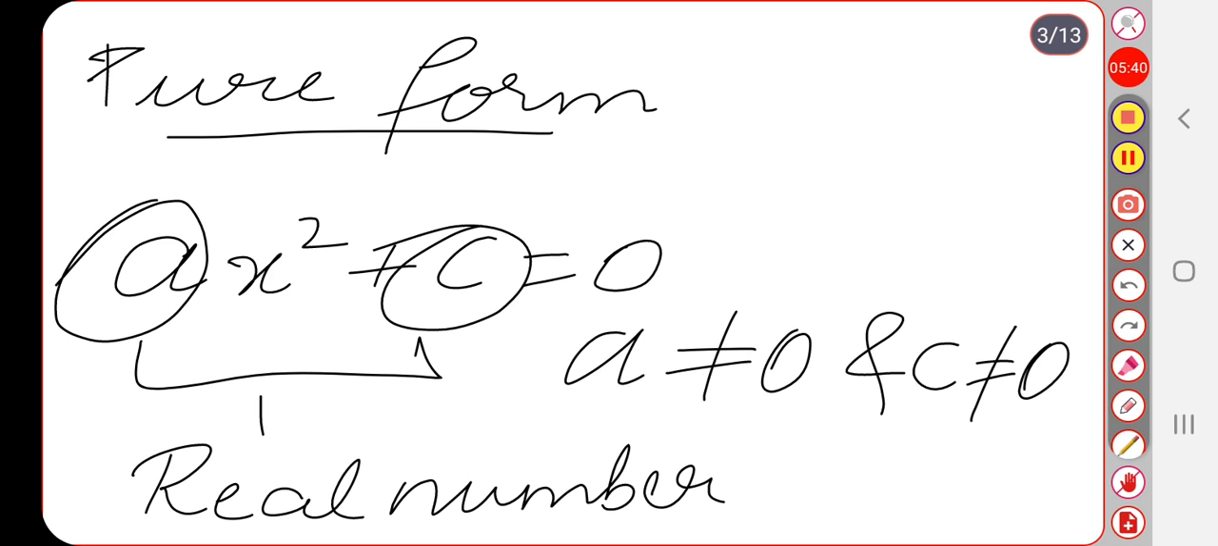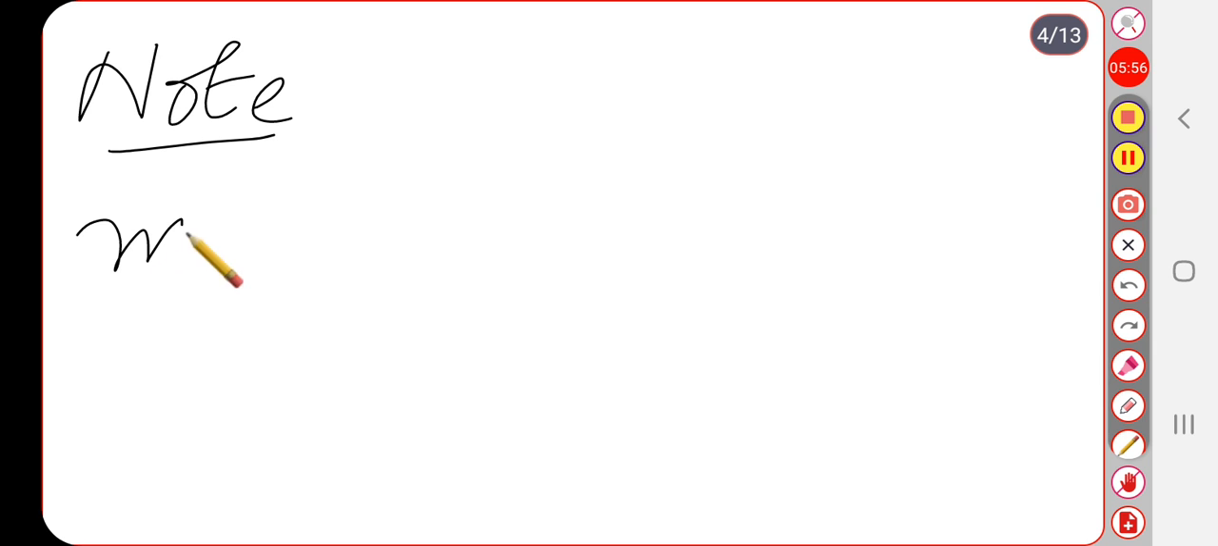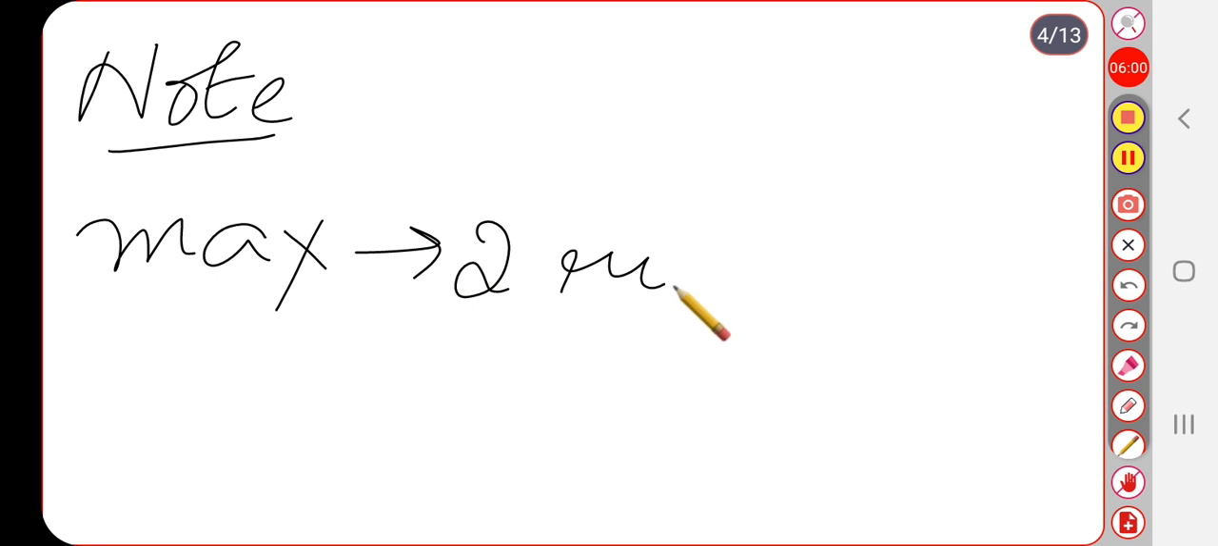A quadratic equation can have a maximum of two roots. This is one important point, let me put it under the note point. A quadratic equation can have a maximum of two roots.